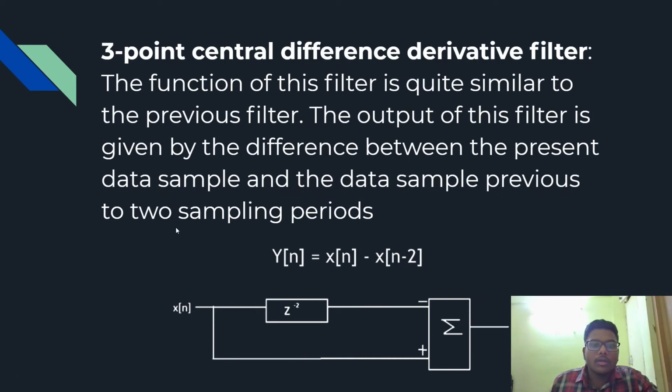And coming to the 3-point central difference derivative filter, the function of this filter is quite similar to the previous filter. The output of this filter is given by the difference between the present data sample and the data sample previous to two sample periods. In the previous filter we will be taking the difference of the present input value and the previous input value, but in this filter we will be taking the difference between the present input value and two delay instants from now, that is x of n minus x of n minus 2.